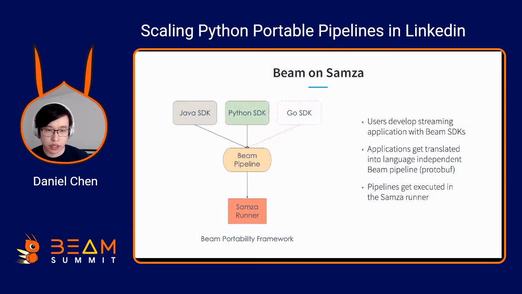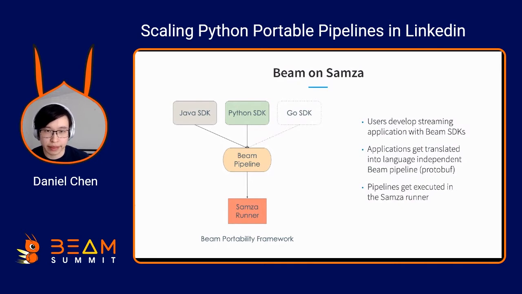So this is probably very familiar for you guys at the Beam Summit. We have a Java SDK, Python SDK, Go SDK in the future that is translated into a language-independent protobuf pipeline. And it is eventually sent over to the Samza runner in order to execute. What is really cool about this is how we do the translation.